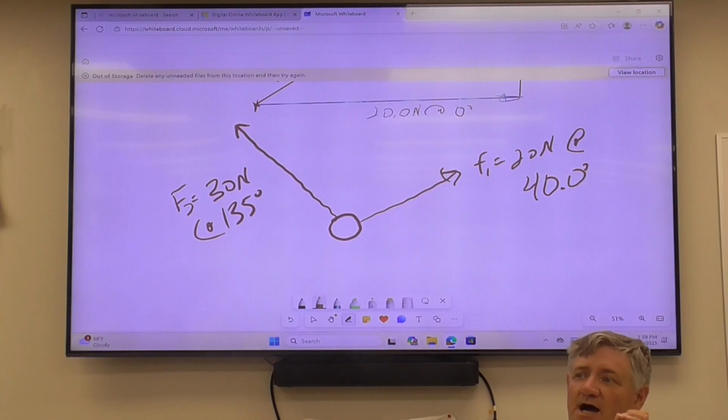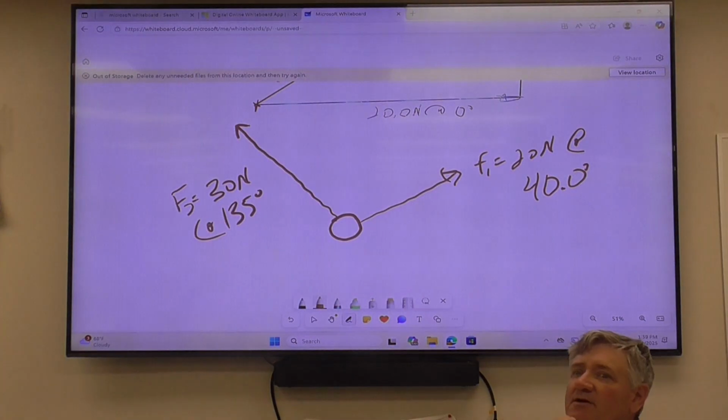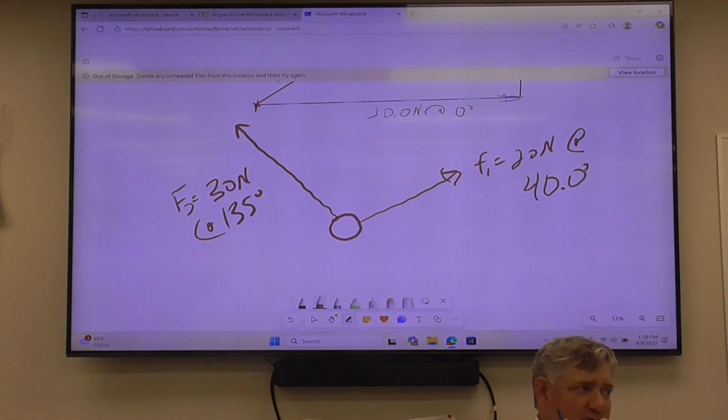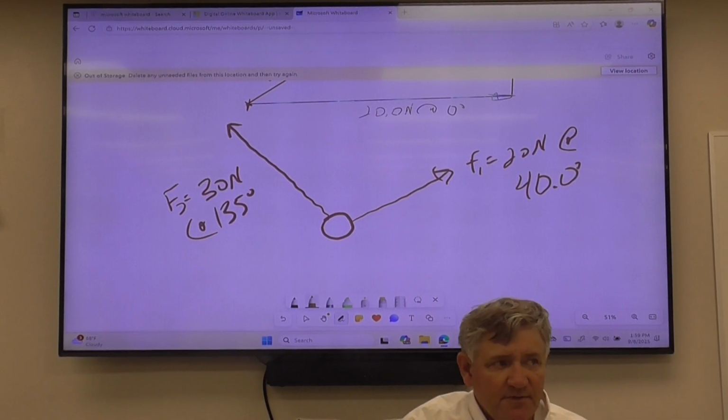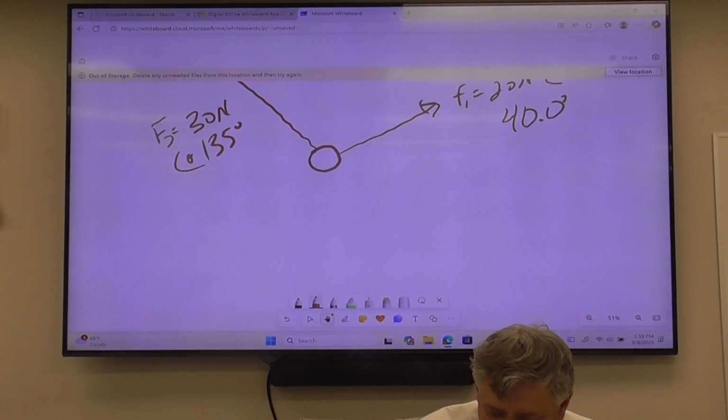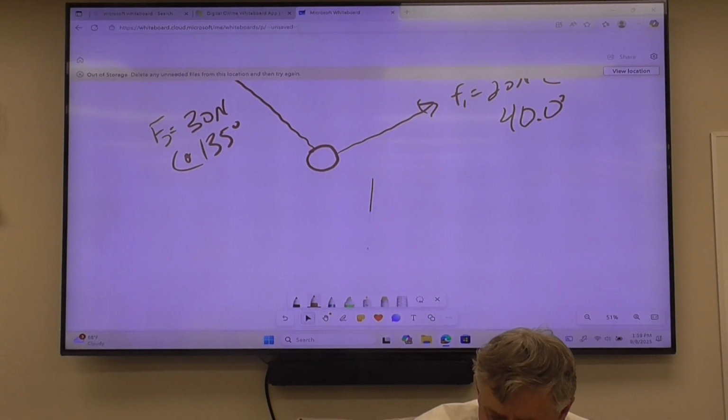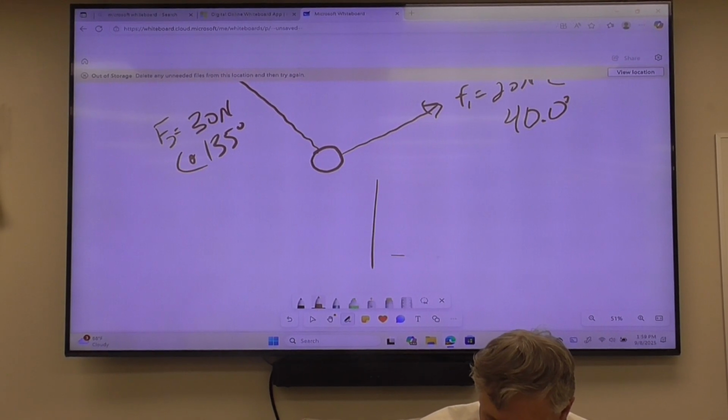Again, this is not tip to tail. This is a free body diagram showing the forces that are acting on the system. Okay? This is not the tip to tail, just a sketch. So this is where this gets complicated. So what you need to do, this is why some people like to do this on graph paper.